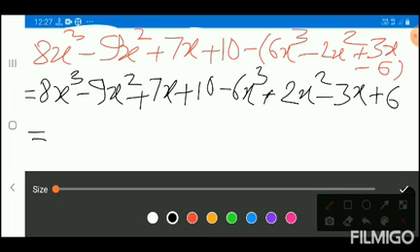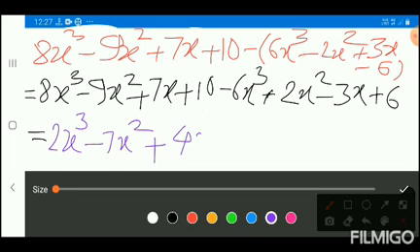Now instead of taking like terms together, directly I will write the answer. Here 8x cube minus 6x cube means 2x cube. Are there x square terms? Yes, two terms are there. So minus 9 and plus 2, minus 7x square. Then plus 7 minus 3, 4x, and plus 10 plus 6 is equal to 16. You have to take like terms together and solve the questions.